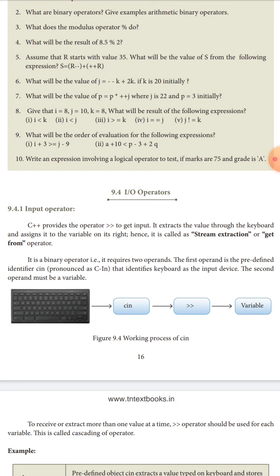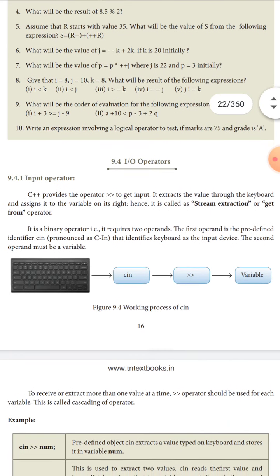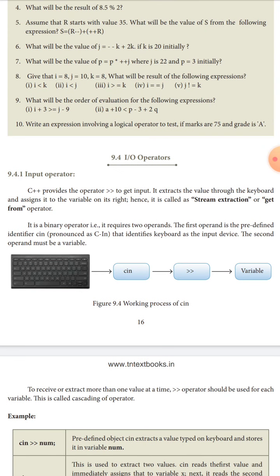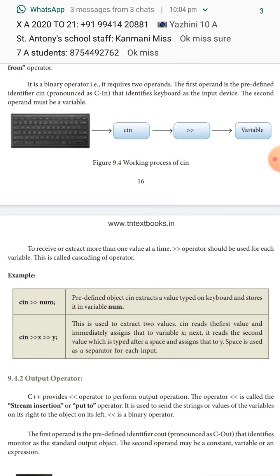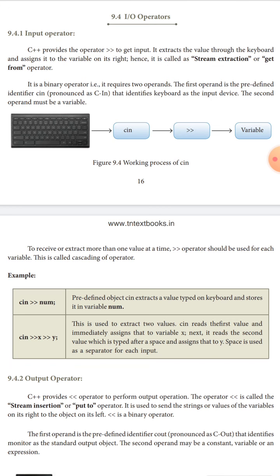It is a binary operator, so it requires two operands. The first operand is the predefined identifier, pronounced cin. Cin means input; it identifies the keyboard as the input device. The second operand must be a variable. So after cin you write the variable. To receive more than one value at a time, the operator should be used for each variable. This is called cascading of the operator.